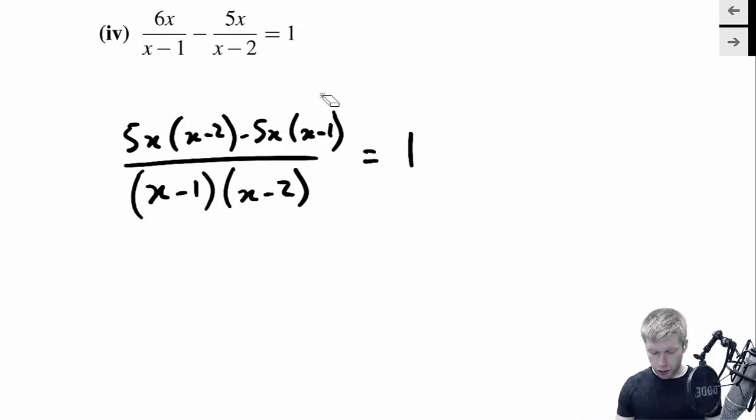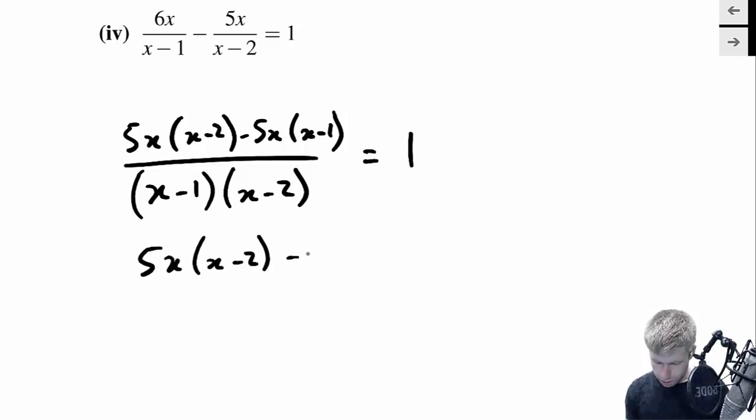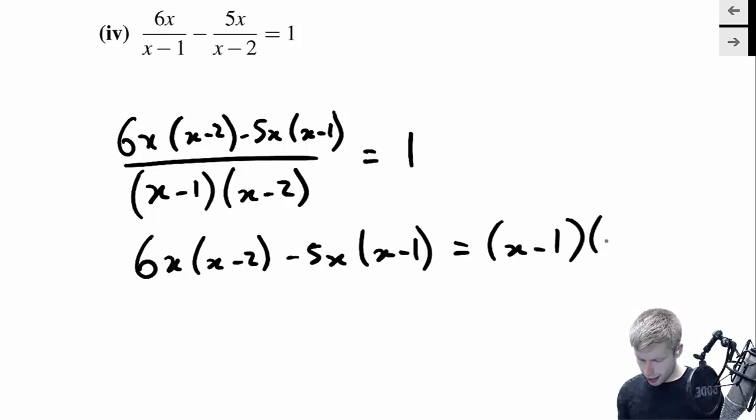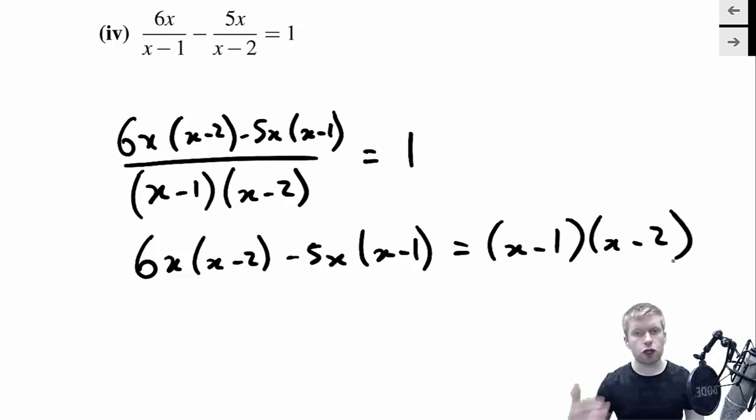Okay, and then I multiply both sides by the x minus 1, x minus 2, so 5x, x minus 2, and then minus 5x, so that's a 6x there. My mistake, x minus 1, and then I get x minus 1, x minus 2, and then I expand that out and try and solve that. I'm not going to solve that here, but essentially that's how you would deal with getting rid of the fractions there.